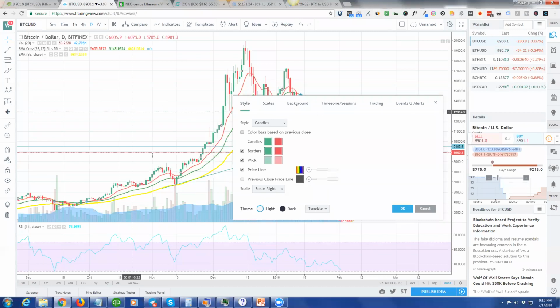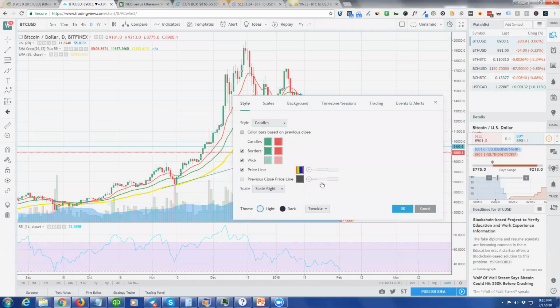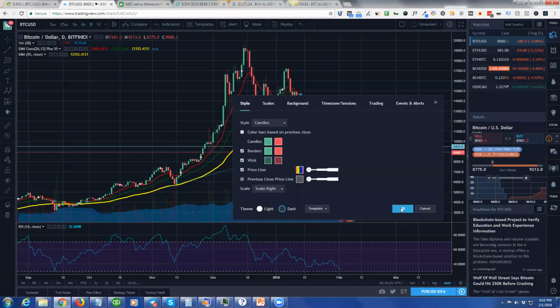To me, it's really bright. I like the dark color. So all you have to do is click on dark. If you like the white, perfect. I just like the dark color. And so you just simply do that and you're good to go.